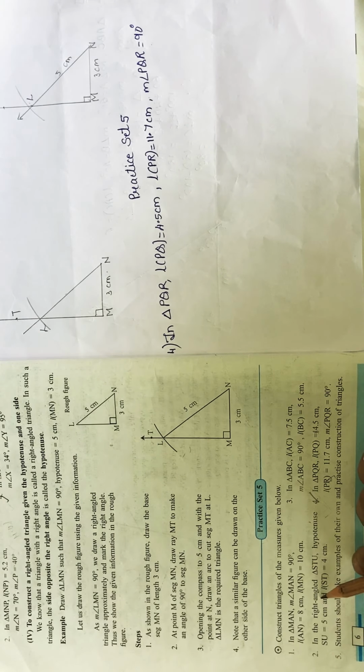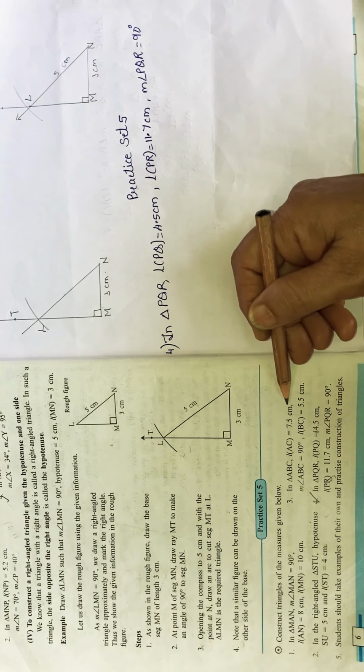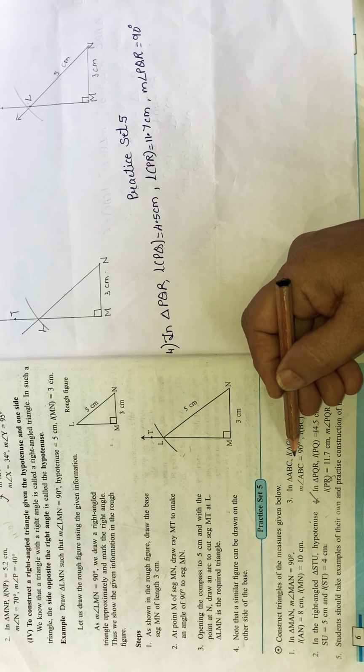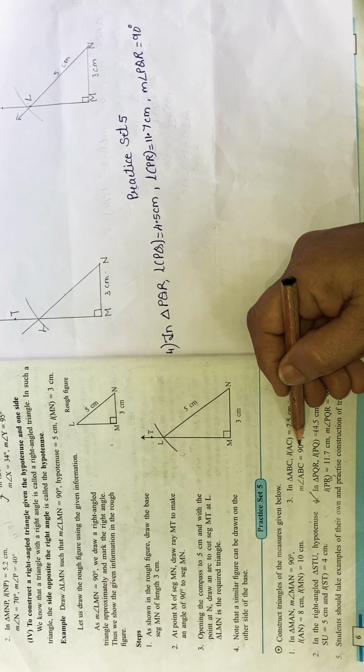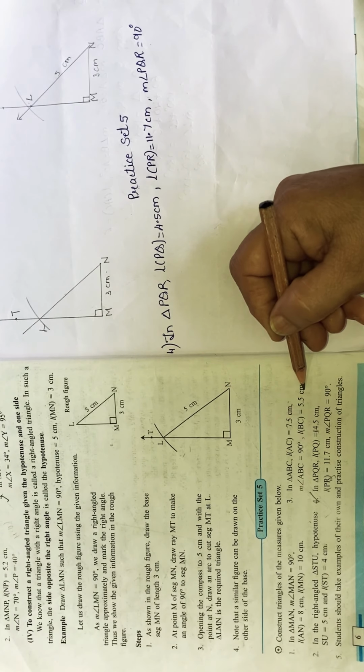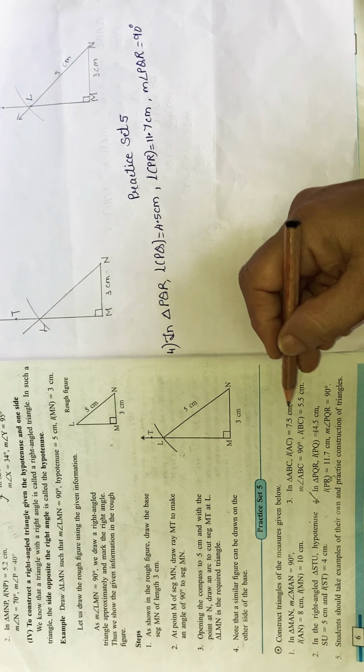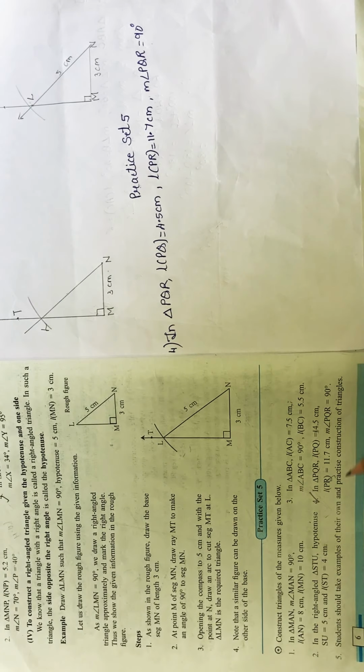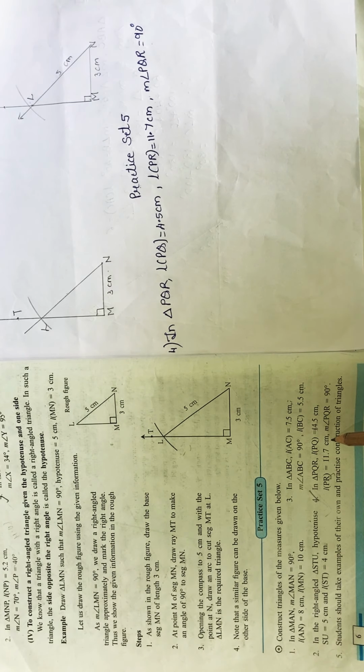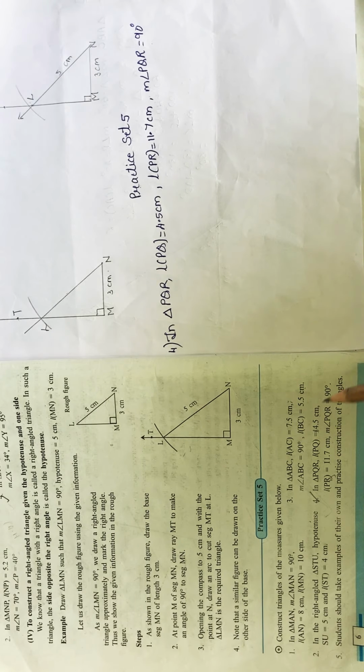Similarly here also, in the right angle triangle STU, the hypotenuse is SU. It's given here, hypotenuse is 5 centimeters and ST is 4. So accordingly draw it. Now in triangle ABC, length AC is 7.5 centimeters, measure of angle ABC is 90 degrees and length BC is 5.5 centimeters. So again this will be a hypotenuse. Now the fourth one, in triangle PQR, length PQ is 4.5 centimeters, length PR is 11.7 centimeters and measure of angle PQR is 90 degrees.